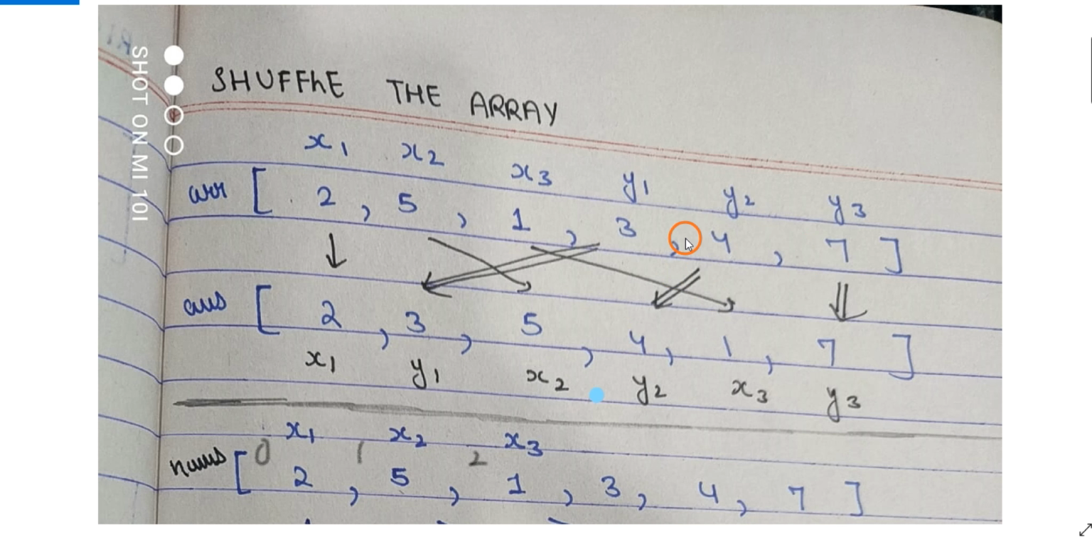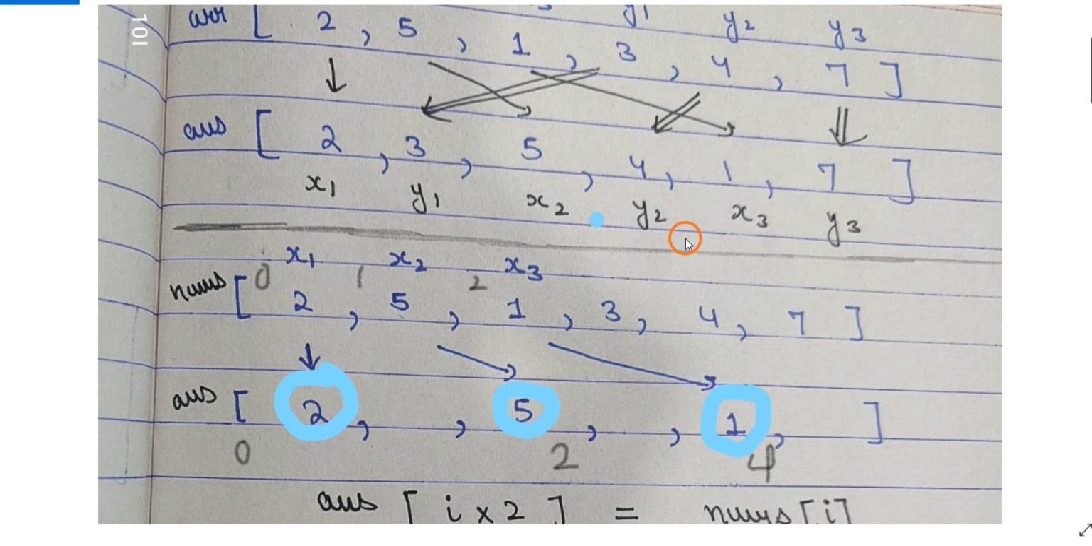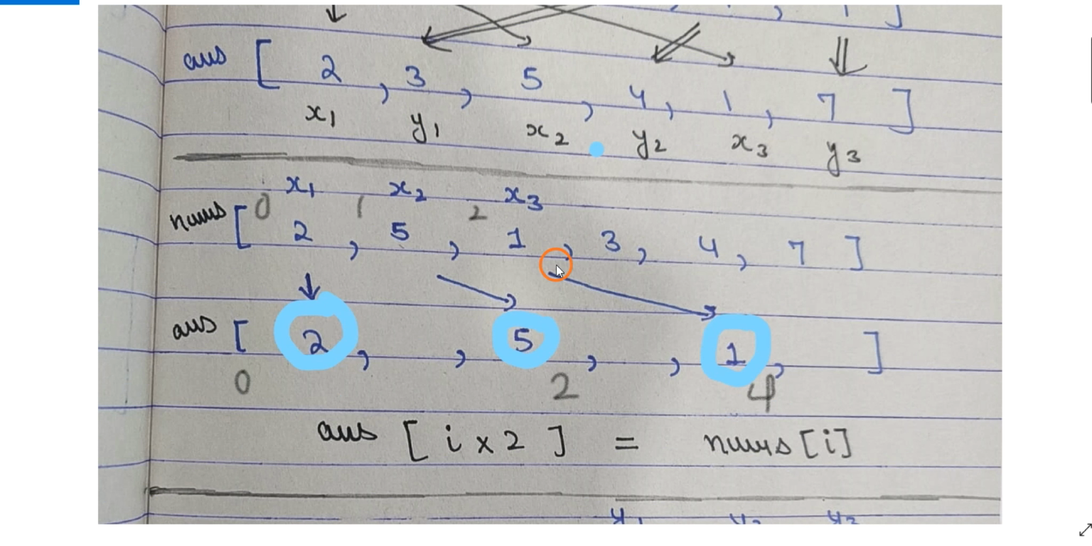So first of all, I'll tell how to shuffle only x1, x2 and x3. After that we will be shuffling y1, y2 and y3. So let's see. We can shuffle only the x elements by this thing: answer at i into 2 is equal to nums at i. So I'll explain this.